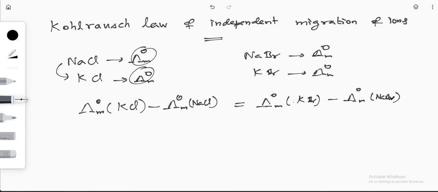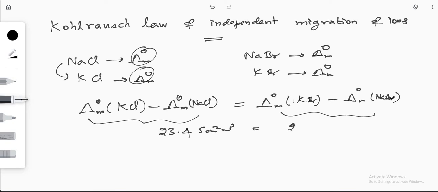Okay, students, observe carefully. The difference between these two is almost equal to 23.4 Siemens centimeter square per mole, and the difference between these two is also exactly 23.4. Right, almost. What does this value indicate? Students, observe carefully. Why did he do this?